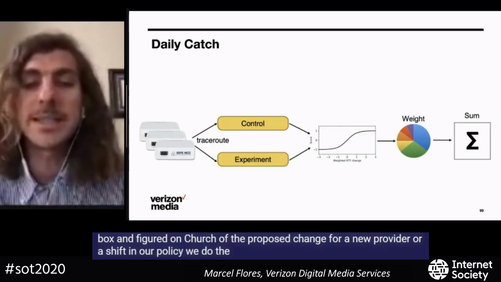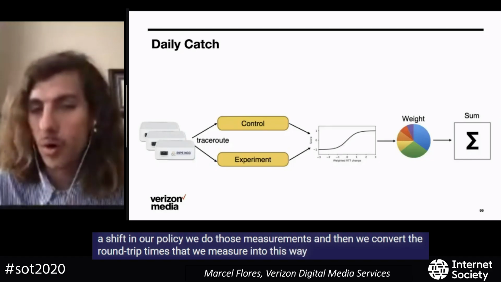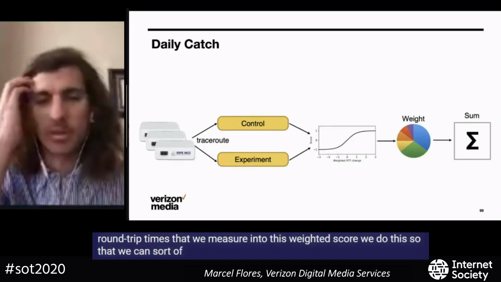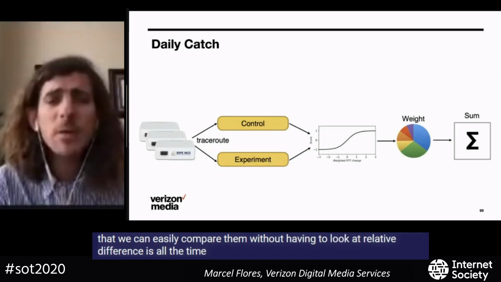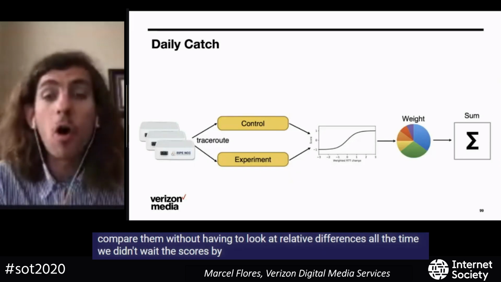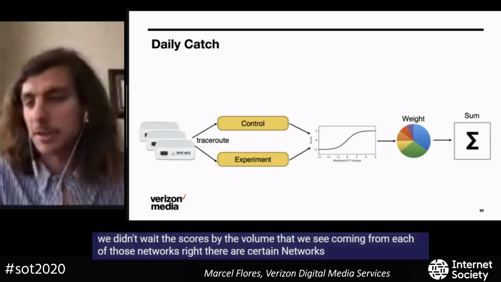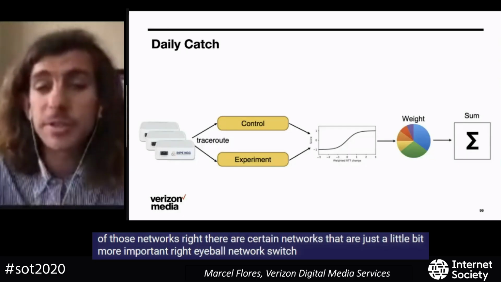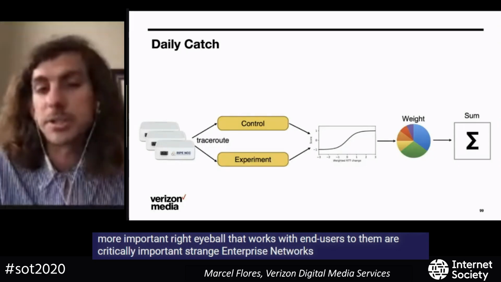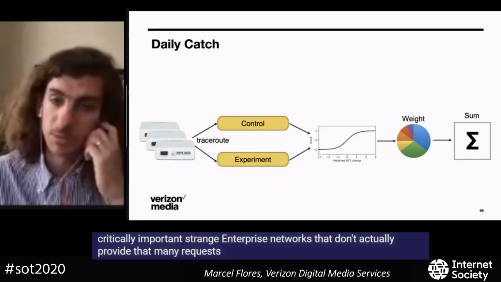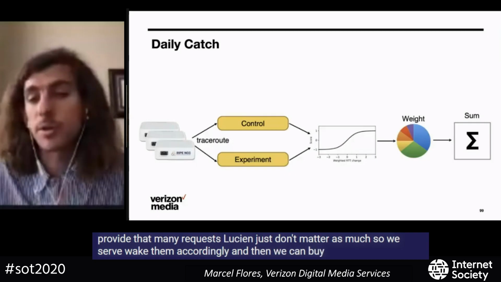We do those measurements, and then we convert the round trip times that we measure into a weighted score. We do this so that we can easily compare them without having to look at relative differences all the time. We then weight these scores by the volume that we see coming from each of those networks, right? There are certain networks that are just a little bit more important, right? Eyeball networks with end users are critically important. Strange enterprise networks that don't actually provide that many requests to the CDN just don't matter as much. So we weight them accordingly. And then we combine these scores with a simple sum.